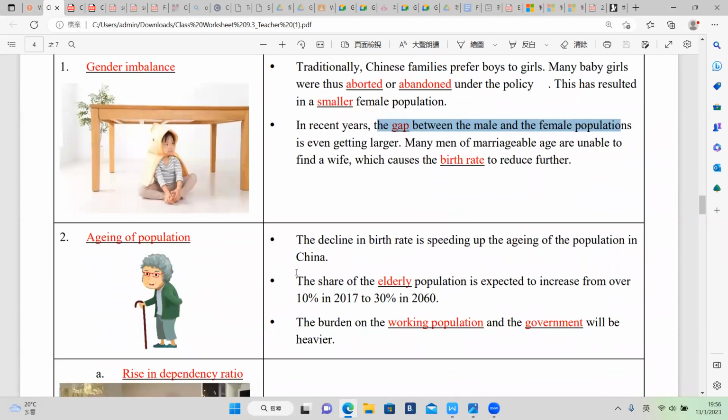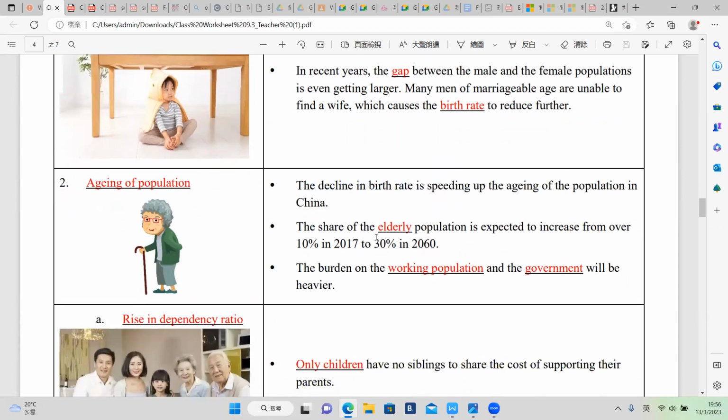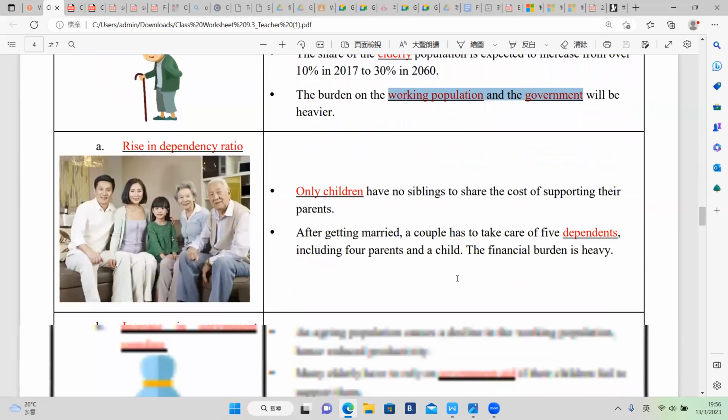Aging population. Because we have a lot of only children, but their fathers and mothers are still in a very large population group. The aging of the population is a major concern of China right now because of the declining birth rate. The share of the elderly population is expected to increase from 10% in 2017 to 30% in 2060. So it's a very important figure. The burden on the working population and the government will become higher.